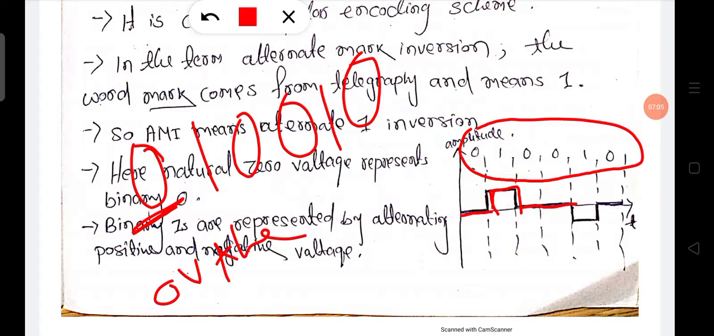Then the second 1 comes. The first one represents positive, so the second one should be represented as negative, because 1 is encoded as positive and negative alternately. So this one is negative, and this 0 is represented as a 0 level. Binary 0 is encoded as 0 volt; it is constant, there is no change. There is only change in binary 1 encoding. In binary 1 encoding, the first time it is encoded as a positive voltage, the second time as a negative voltage, and the third time as a positive voltage, and the cycle repeats.